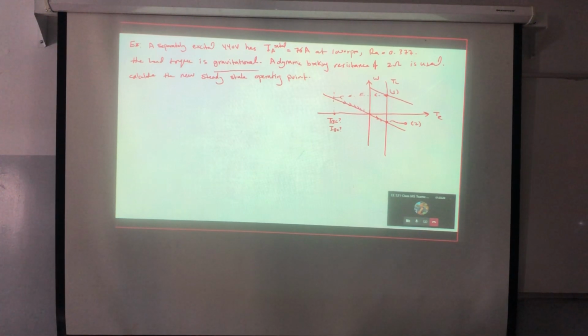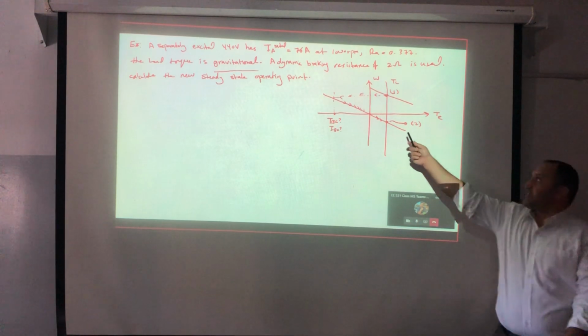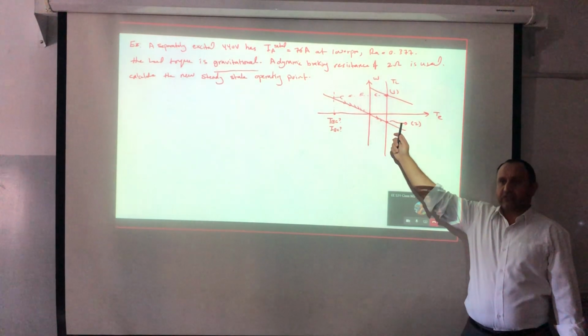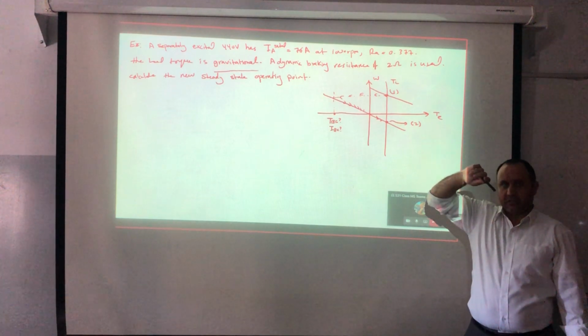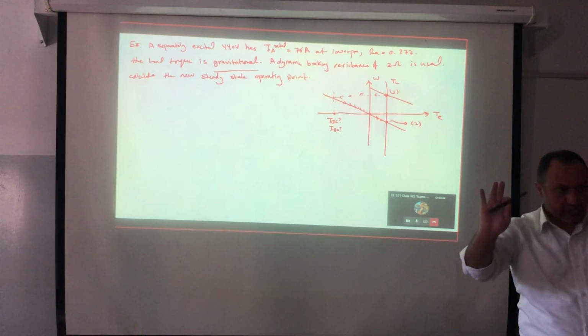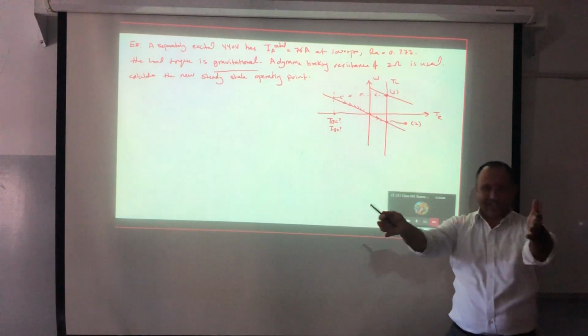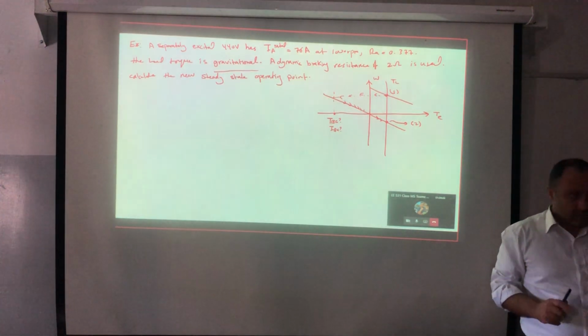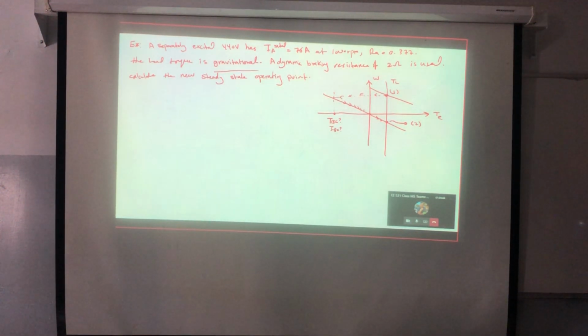Why do I need that? Now, if I need to find the speed at this point, I need to find the back EMF at this point and divide it by K phi. I'm assuming that K phi is not changing, so from this point I will calculate K phi.